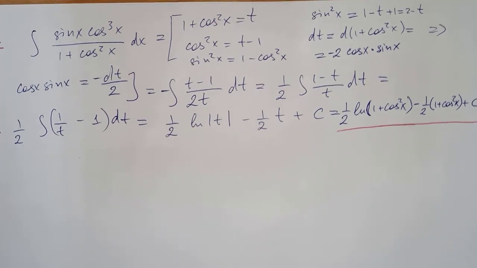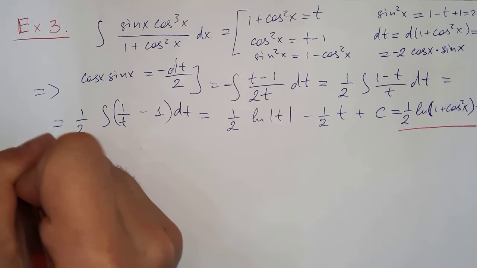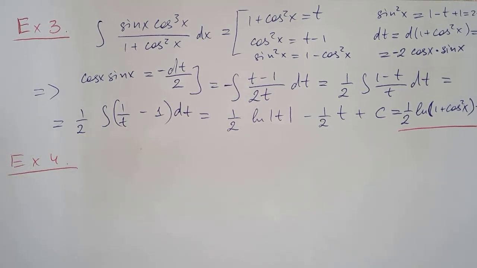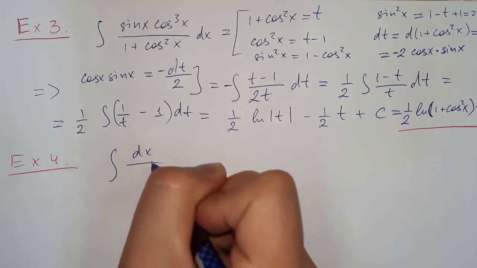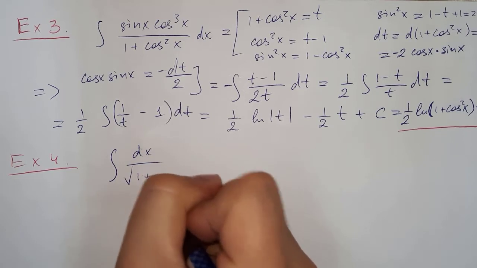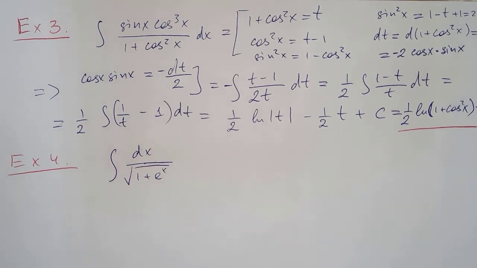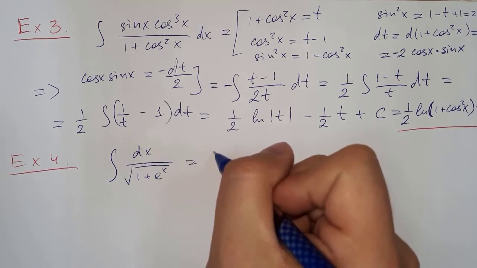Okay, now let's try to find the next example. So here we have the next one, exercise number 4 in our case. It is the integral of dx over the square root of 1 plus e to the power of x. The following integral is given and we need to compute it. So let's firstly again use the method of substitution here.